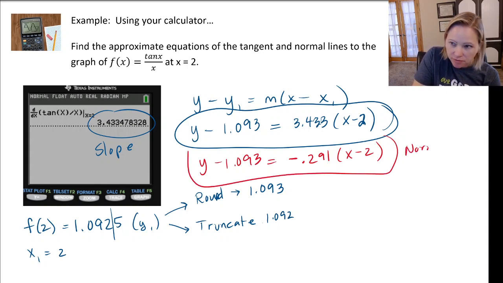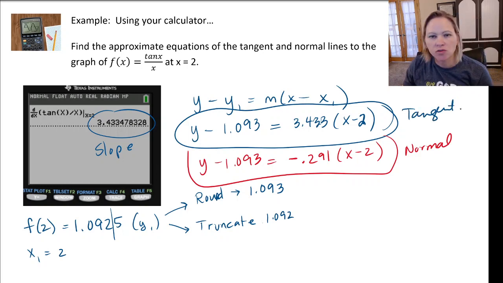So normal and tangent. There's the approximations for those normal and tangent lines, and I hope you learned some new calculator tricks.